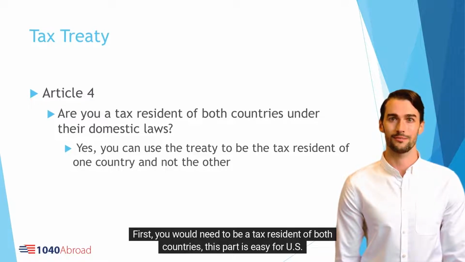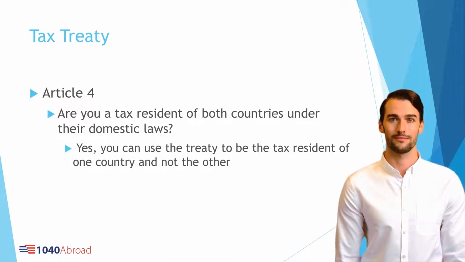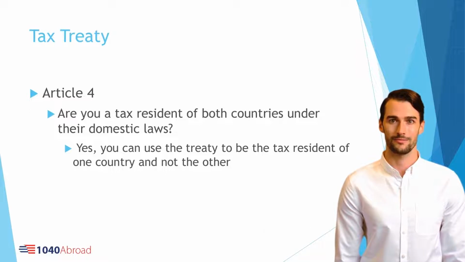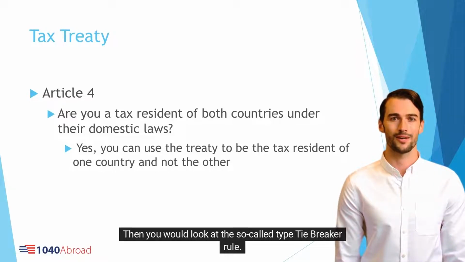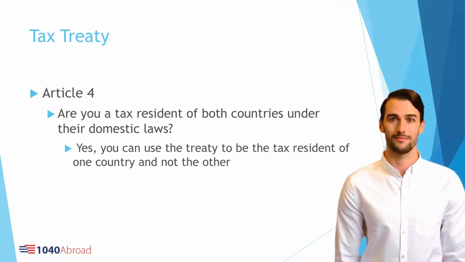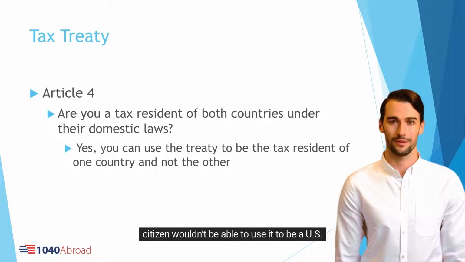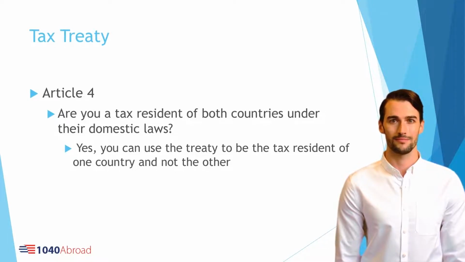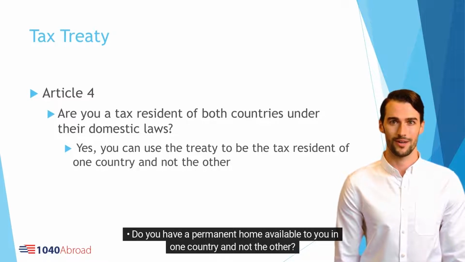First, you would need to be a tax resident of both countries. This part is easy for US citizens, who are automatically US taxpayers. Then you would look at the so-called tiebreaker rule. You will be a tax resident of one country and not the other. A US citizen wouldn't be able to use it to be a US non-resident, but they might avoid being a Canadian resident. Do you have a permanent home available to you in one country and not the other?